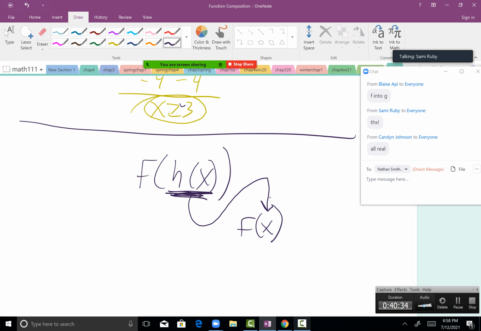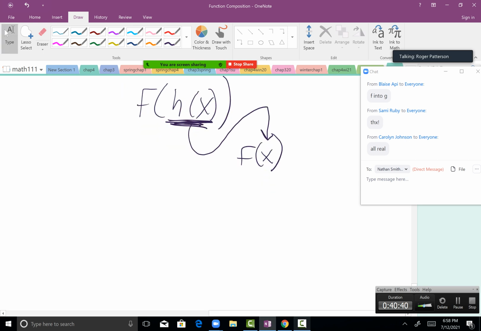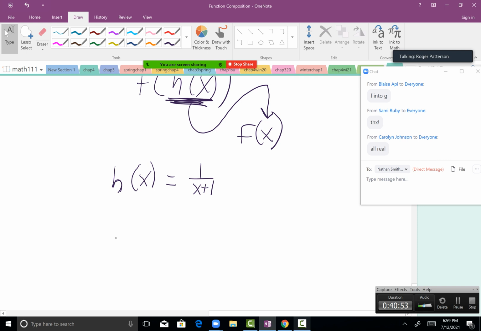Now, when you're saying issue, could you give an example of what an issue would be with this? Sure. Let's go back here and make some of these up. Let's say we have h of x is 1 over x plus 1, and let's say that f of x equals 1/2 x minus 2.